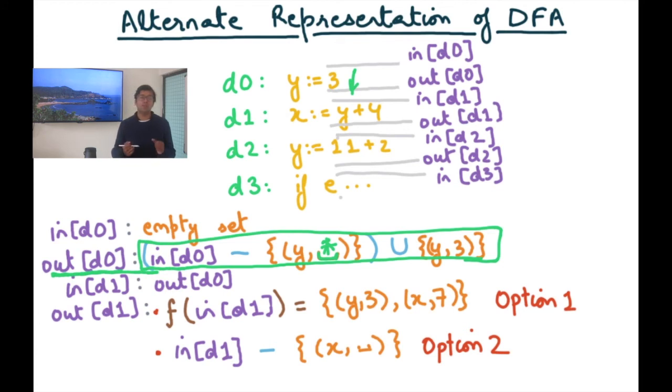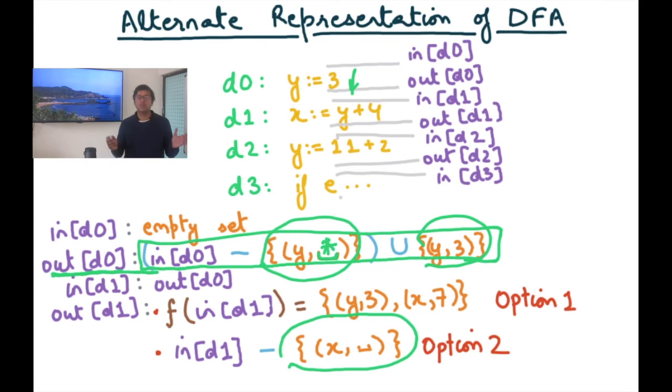And this is a common pattern that you would find in many data flow analyses: you remove some elements from the set, and then you add some elements to the set. So in this case, I'm removing y comma star and I'm adding y comma 3. Similarly here, I'm removing x comma star and I'm not adding anything. So in this option 2, I'm not adding anything. Option 1 doesn't have this nice structure of removing something and adding something, because it is a more nuanced function which uses both the in value and the statement to generate out. Both are okay, but I'm just talking about the structure in option 2, and the structure is not present in option 1.